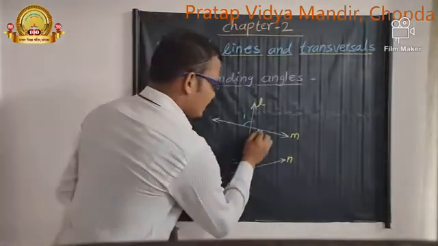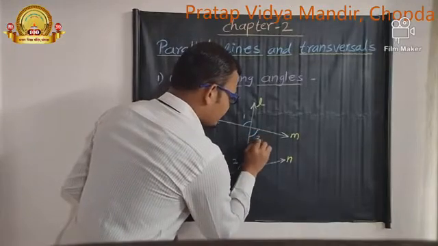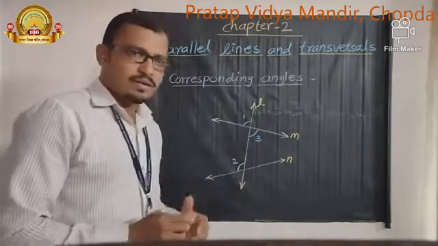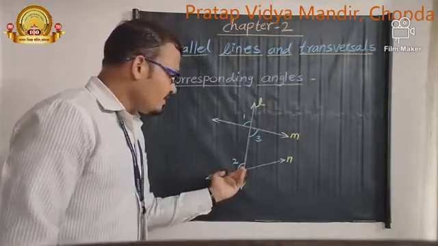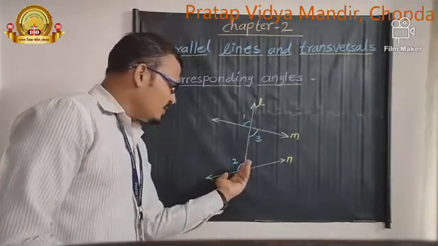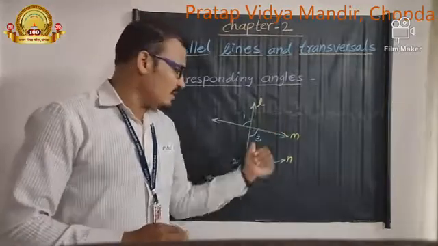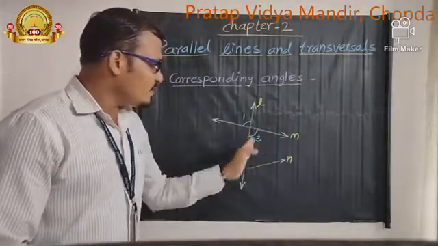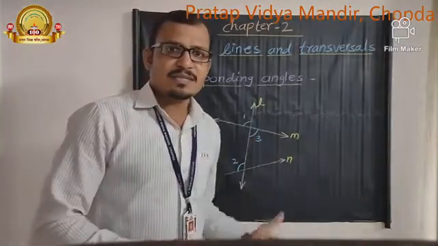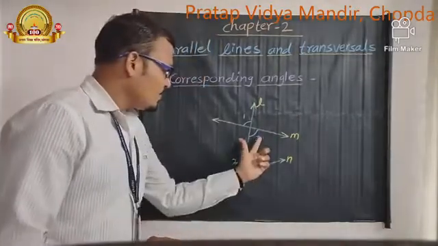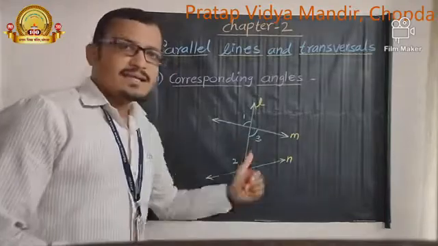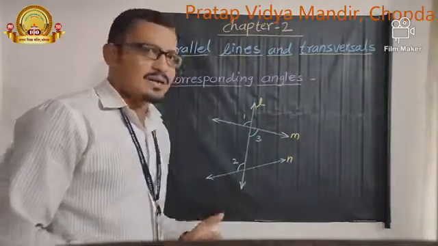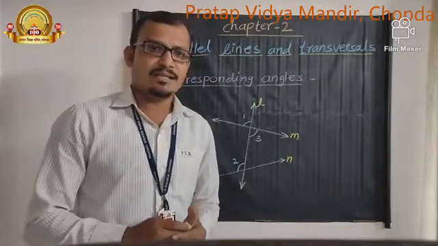But if we take one more angle, angle 3, now in angle 2 and angle 3, angle 2 is clearly on the left side of the transversal L, and angle 3 is on the right side of transversal L. So these two angles are not at the matching corners, so these two angles are not corresponding angles.